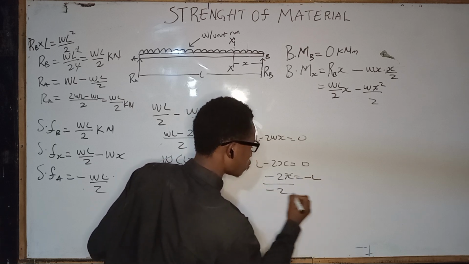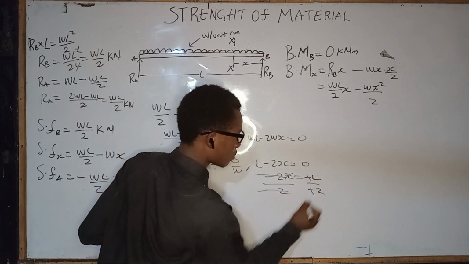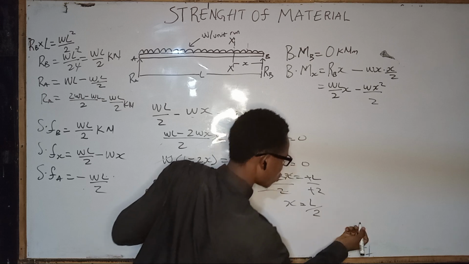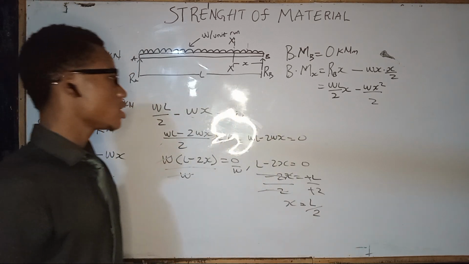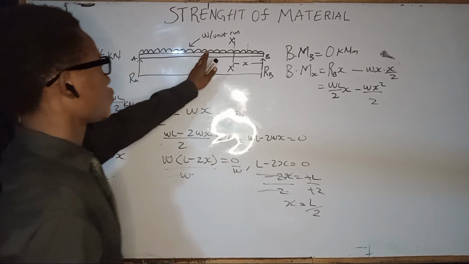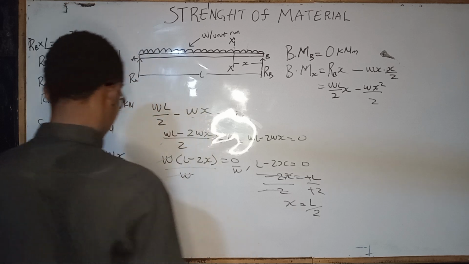Divide both sides by minus 2. Minus 2 cancels minus 2, minus cancels minus. We have x is equal to L over 2. So the shearing force is equal to zero when the distance along the span is at the half point, exactly half the length of the span.